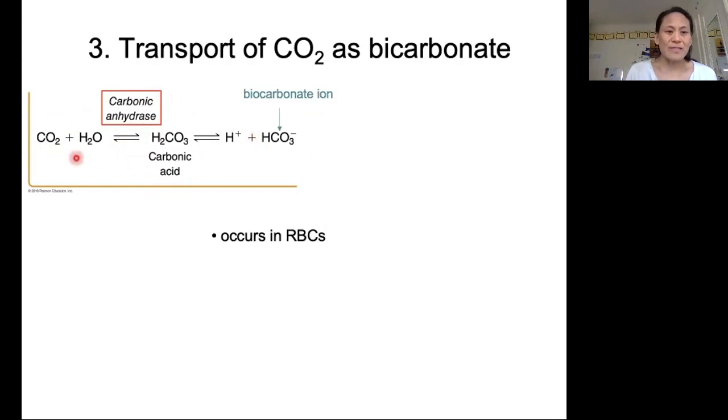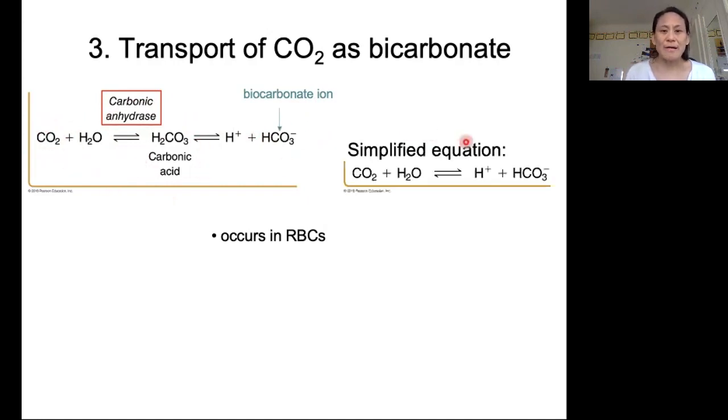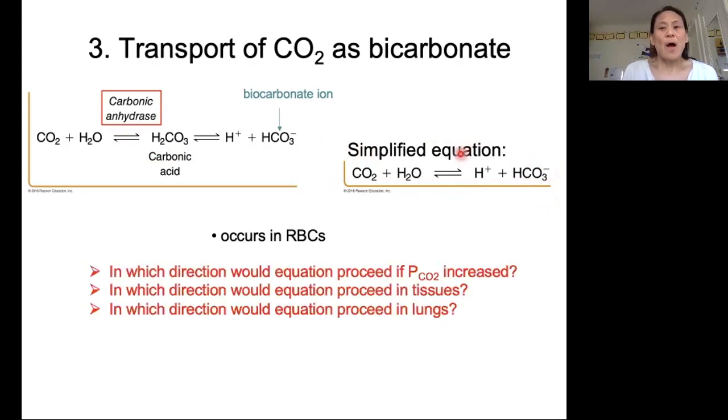I also want to mention that since carbonic acid is so short-lived, we usually abbreviate this set of equations to this. So we usually simplify this equation to this equation here. All right, I'm going to have you consider these questions right now.